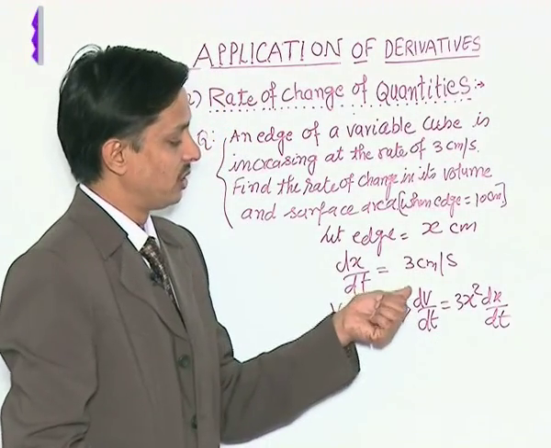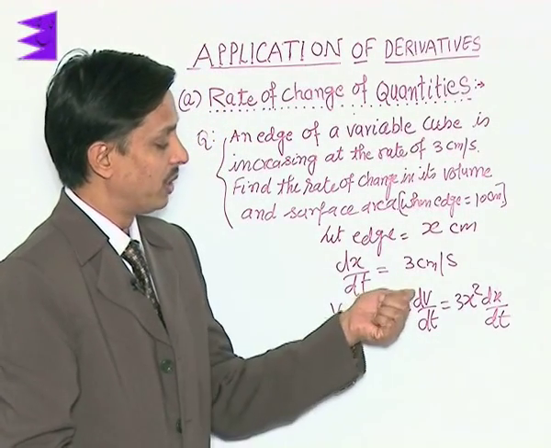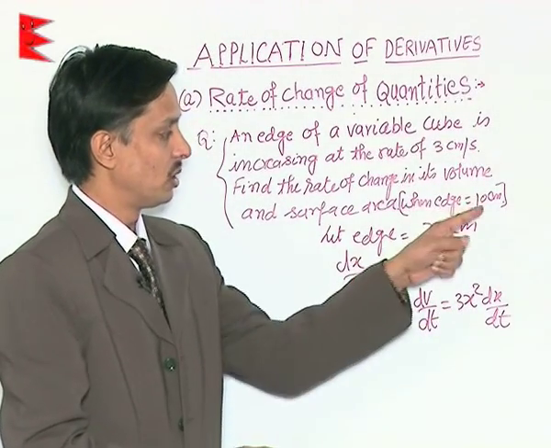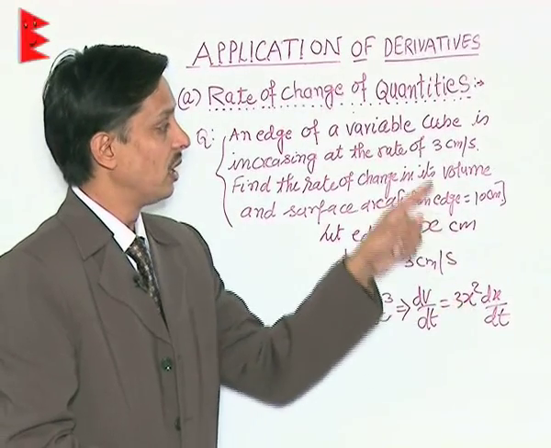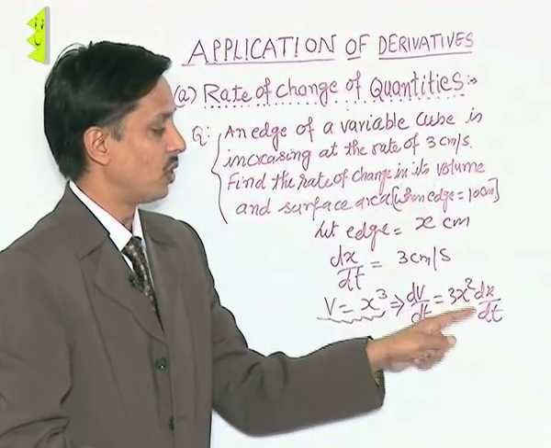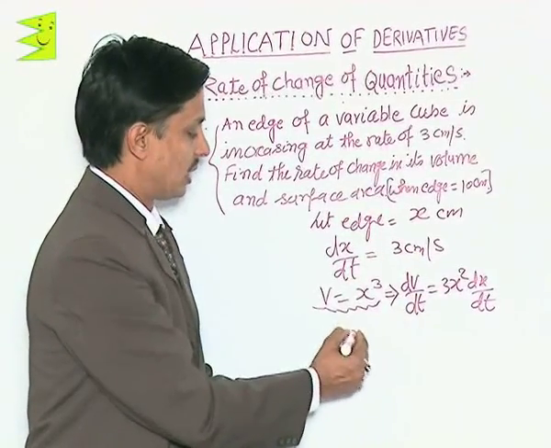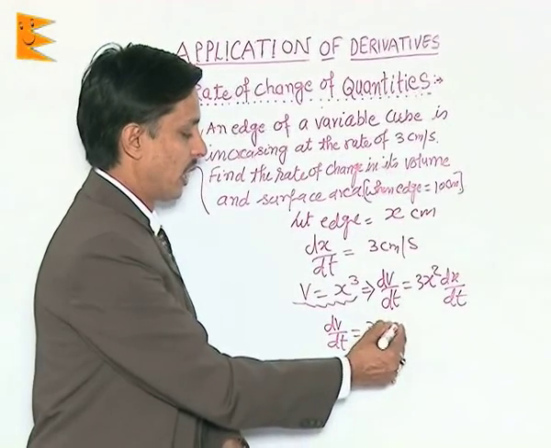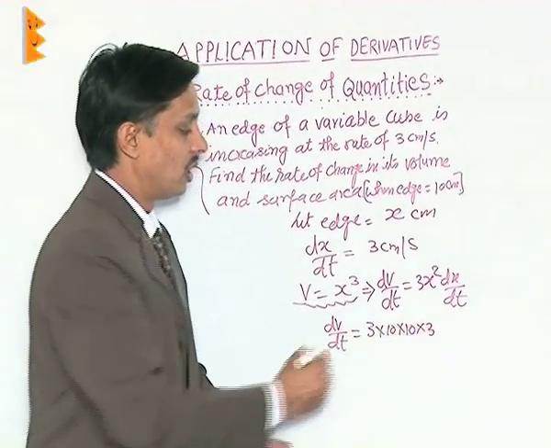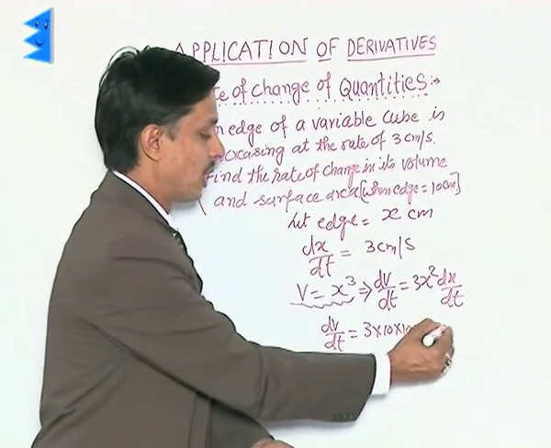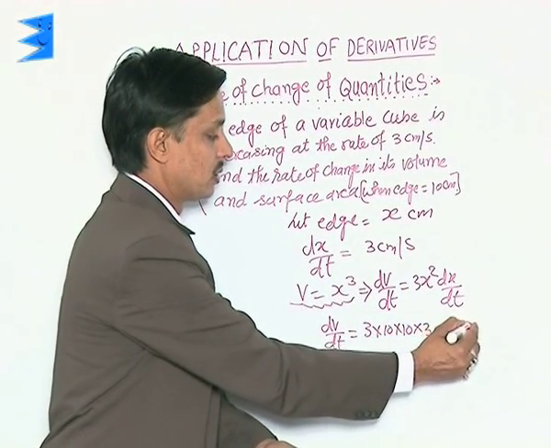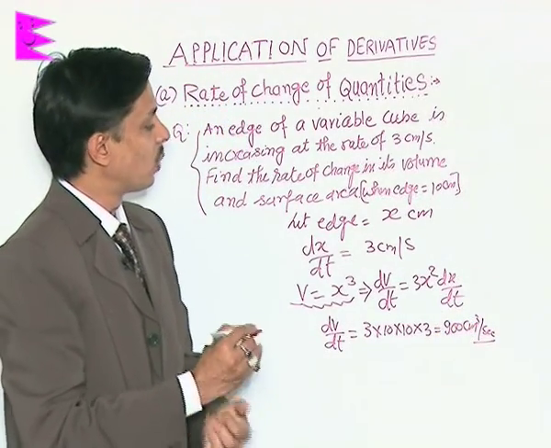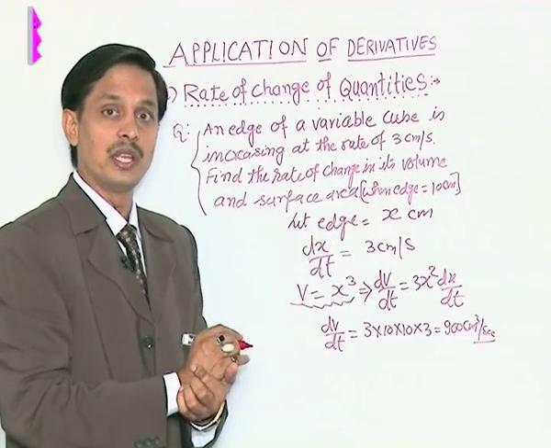So, now the rate of change in the volume with respect to time is coming out to be dV/dt = 3x² dx/dt. We can put the value of x as 10 and the value of dx/dt as 3. So, the answer, that is the rate of change in its volume, is 3 into 10 squared, and in place of dx/dt 3. This becomes 900 centimeter cubic per second.